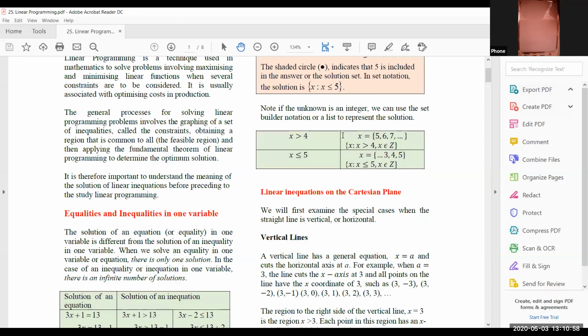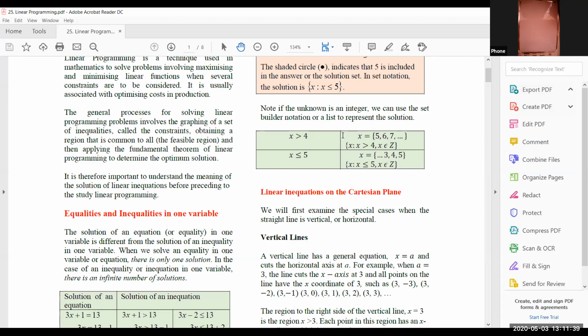The general process of solving linear programming problems involves the graphing of a set of inequalities. So your prerequisite knowledge for this class would have been inequalities. If you do not understand inequalities, because I remember when I taught you all inequalities, I told you all that you will be using your knowledge of inequalities in a topic called linear programming. This is the topic I'm talking about, right? So you would have had to understand inequalities in great detail to be able to do this particular topic, right?